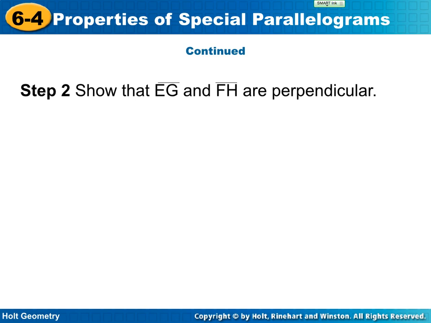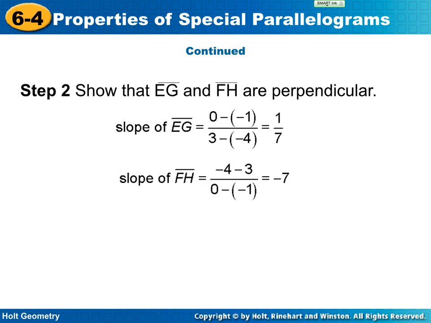Now to determine if they're perpendicular, calculate the slope of EG and FH. Make sure you're using the diagonals. You don't want the slopes of the sides. We already know that opposite ones are parallel. We're looking for the diagonals, whether they're perpendicular or not. They are in this case. They multiplied to be -1, which indicates they're opposite reciprocals.